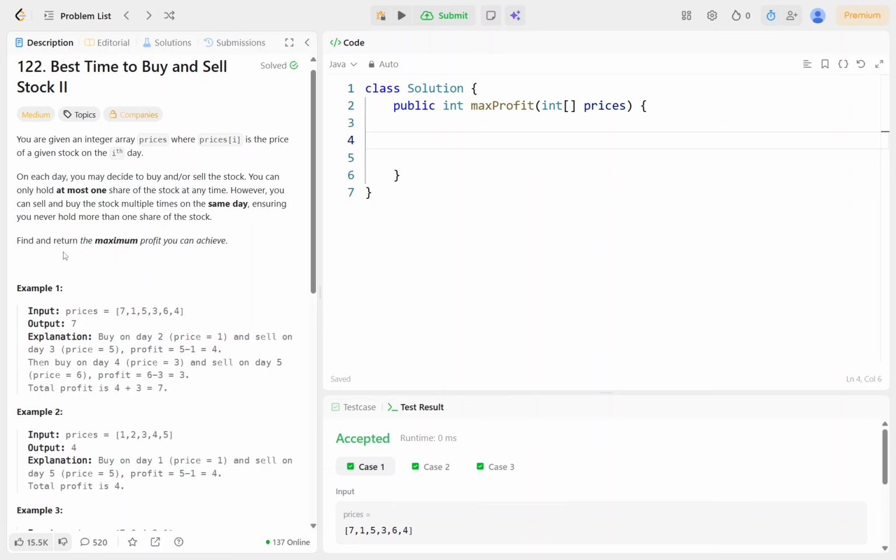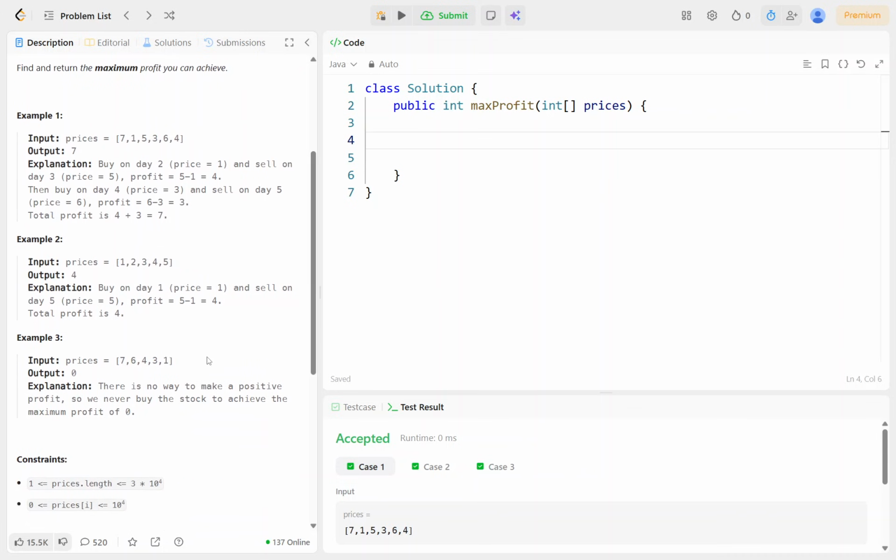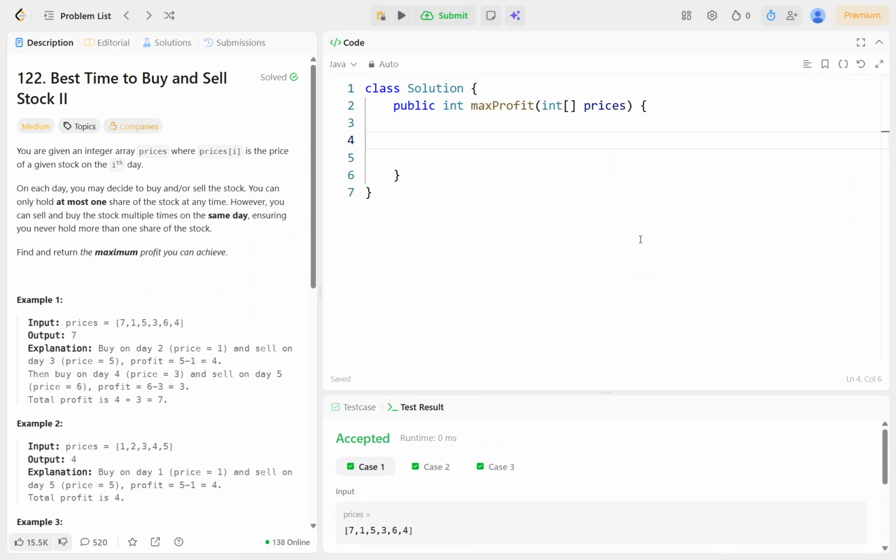And then you need to find the maximum profit, whatever you are covering on that. So these are the examples. Okay, so let's try to solve it here.